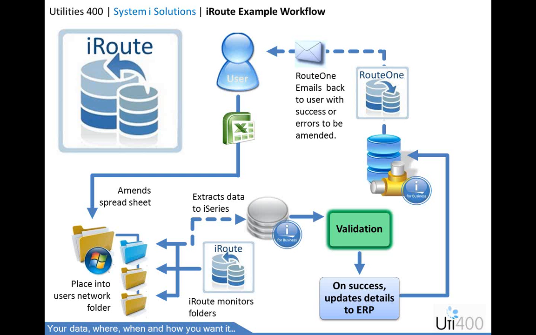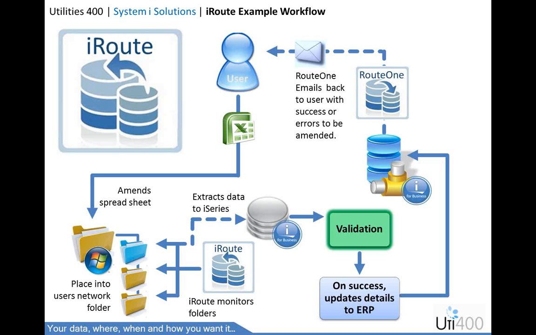iRoute will then validate the input data using the validation rules specified. Should the spreadsheet pass, the data is passed into the database, and the enterprise system is updated and gets to work processing the orders. Should they fail, then iRoute can do one of two things. It can either fail the whole spreadsheet, not passing any information into the database, or it can pass only the information that has passed, rejecting the failed items. Either way, you can then send a success or failure message back to the user.